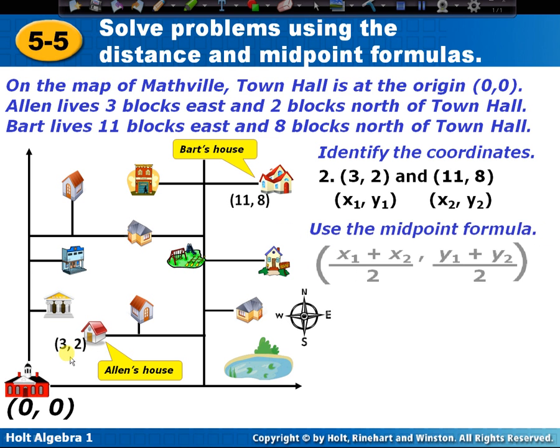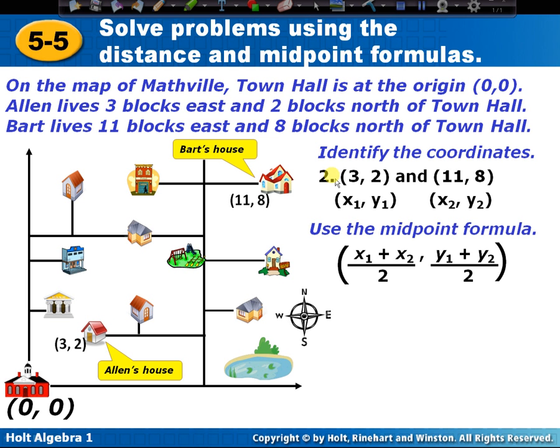And here, the way I get my points is if Alan lives 3 blocks east and 2 blocks north, his point is 3, 2. Because this one's east, and up and down is north and south. And then we have Bart. Bart's house is at 11, 8 because he lives 11 blocks east and 8 blocks north of Town Hall.